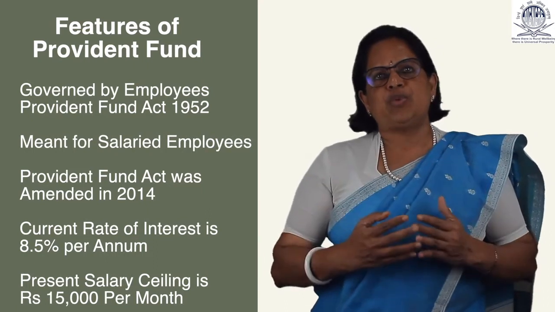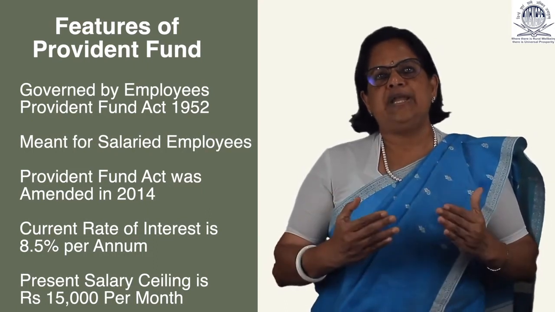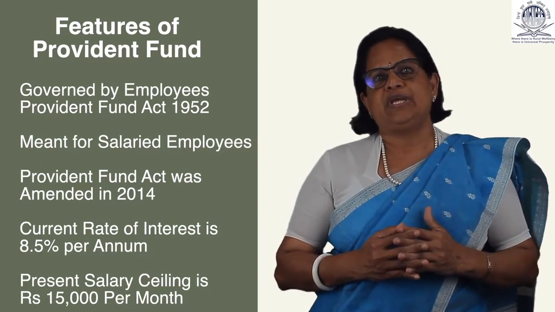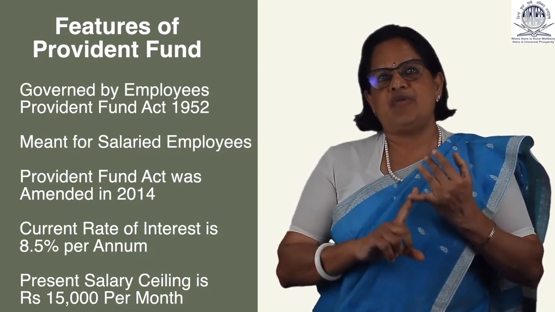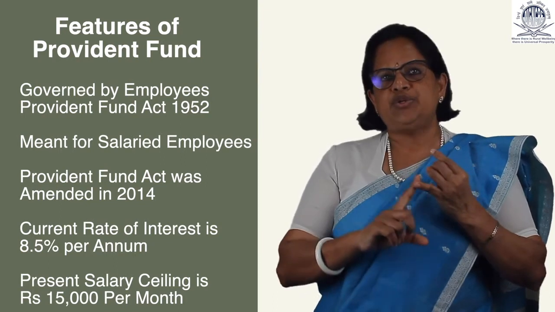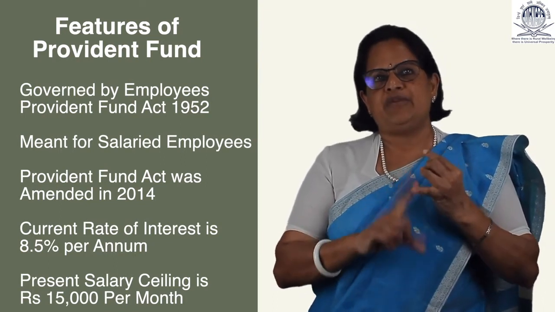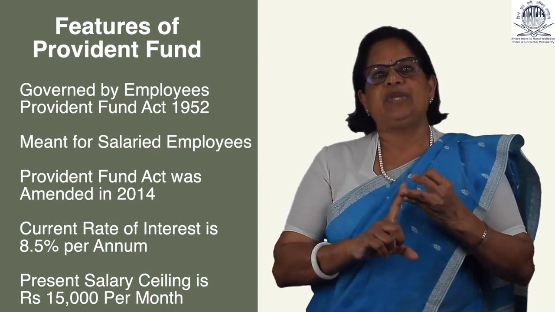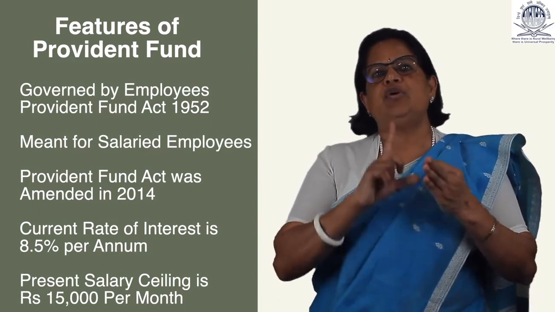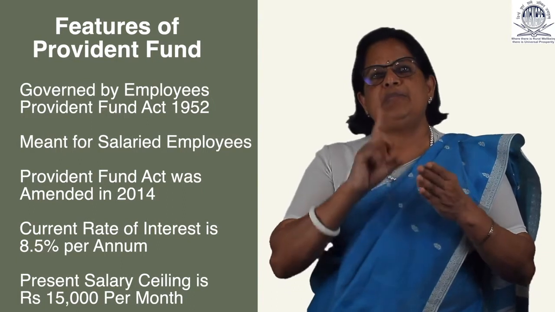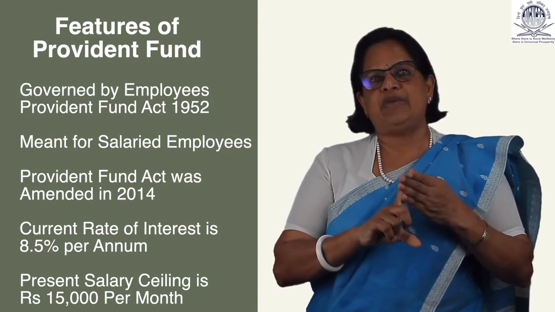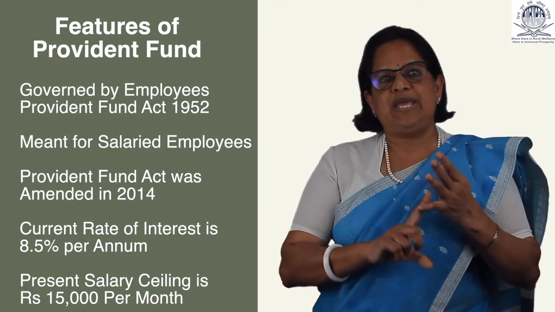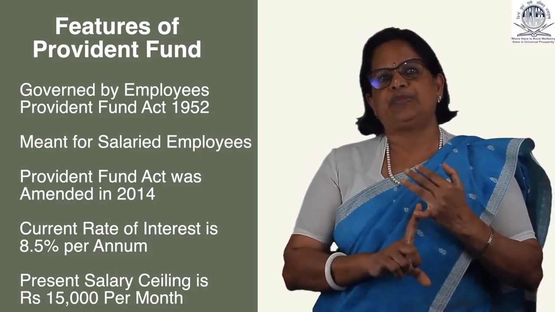Secondly, the Employees Provident Fund is meant for salaried employees, both in the private and government sector. There are four types of Provident Funds, namely Statutory Provident Fund or SPF, Recognized Provident Fund or RPF, Unrecognized Provident Fund or URPF, and Public Provident Fund or PPF. The types of Provident Funds will be explained later in this module.